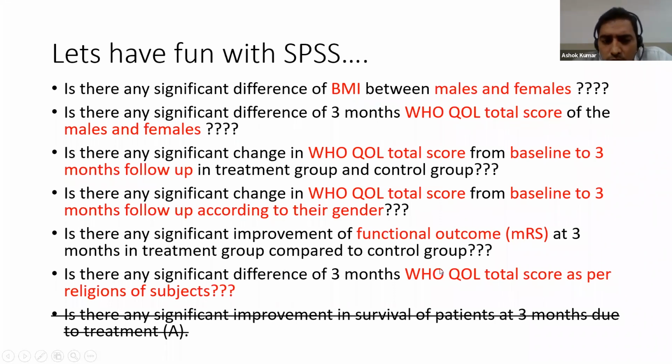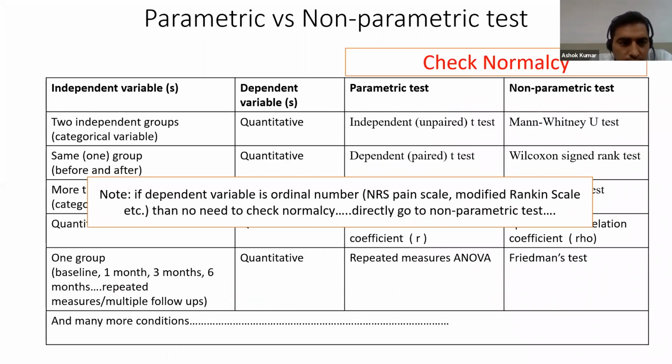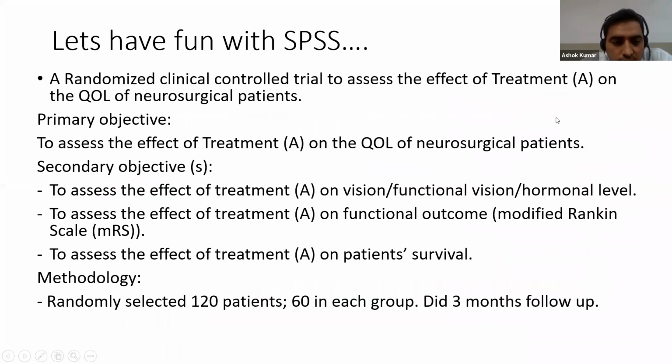So how many groups are there? There are two independent groups, and my outcome variable is ordinal number. So which test do I prefer? This is two independent groups and this is an ordinal number, so I have to go for the Mann-Whitney test. I have to use the Mann-Whitney test for this.